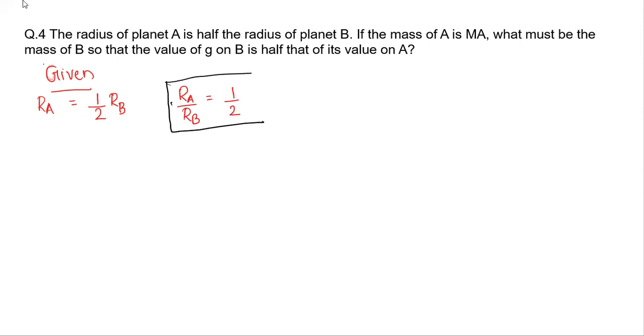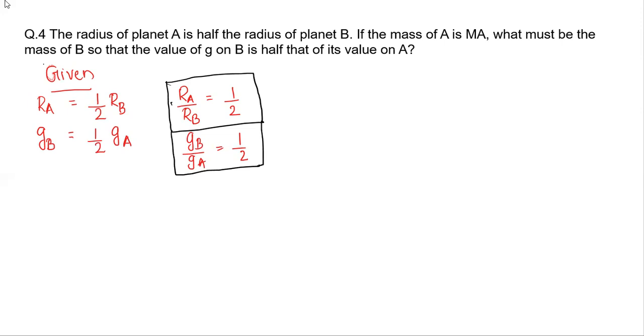Okay. Now, next what is given? If the mass of A is ma, okay, mass of planet A is ma, what must be the mass of B so that value of G on B, G means acceleration due to gravity on planet B, is half the value of A, means half of gravity on planet A. Here also we can cross multiply. GB upon GA is equal to 1 upon 2. Okay, we have to find out the mass of planet B.